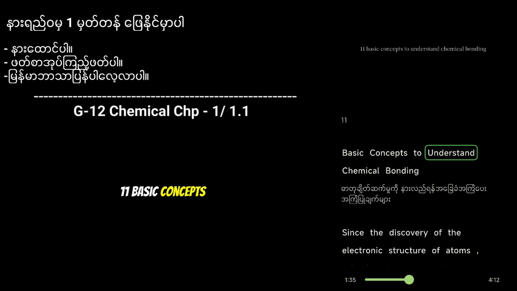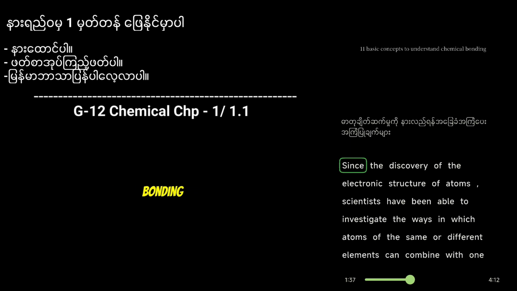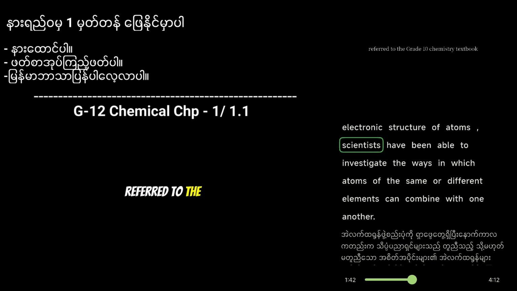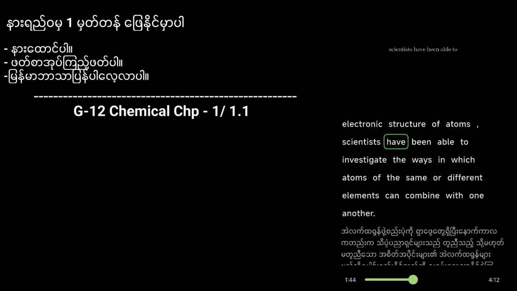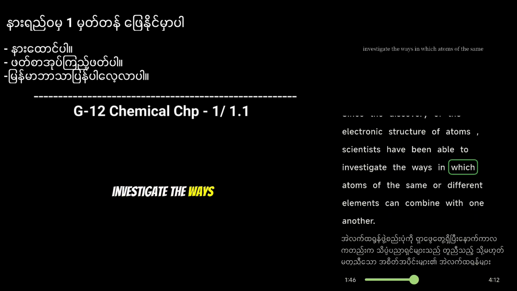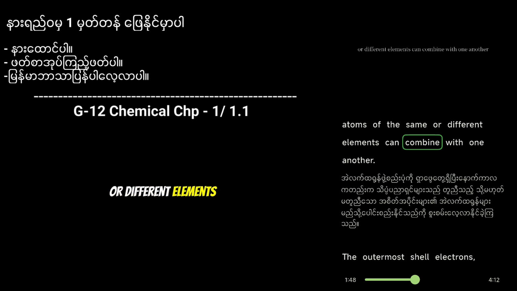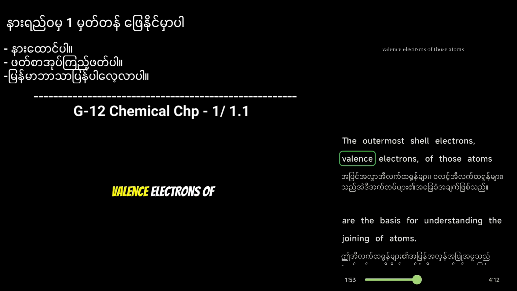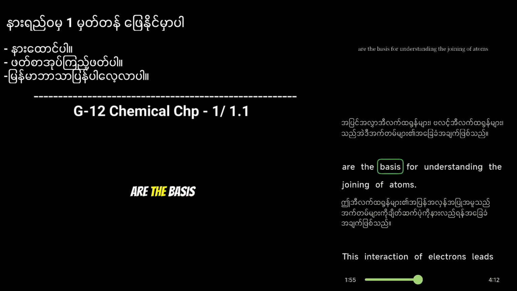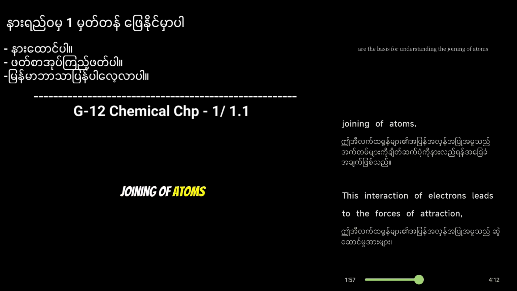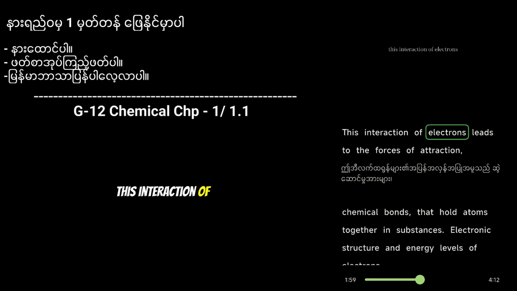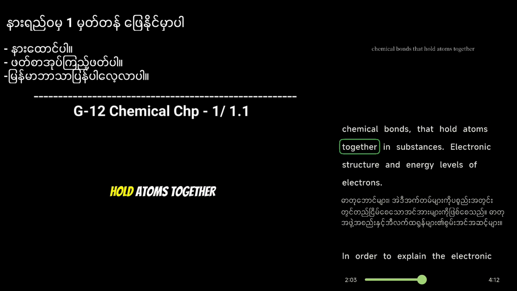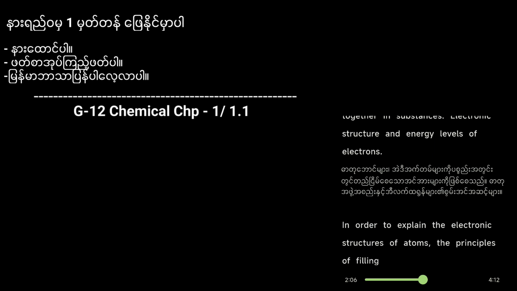1.1 Basic concepts to understand chemical bonding. Since the discovery of the electronic structure of atoms, referred to in the grade 10 chemistry textbook, scientists have been able to investigate the ways in which atoms of the same or different elements can combine with one another. The outermost shell electrons, valence electrons, of those atoms are the basis for understanding the joining of atoms. This interaction of electrons leads to the forces of attraction, chemical bonds, that hold atoms together in substances.